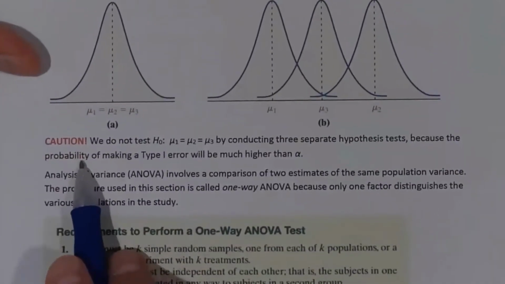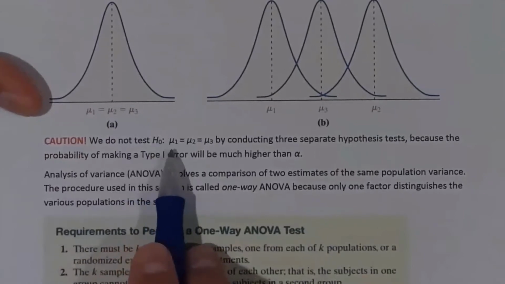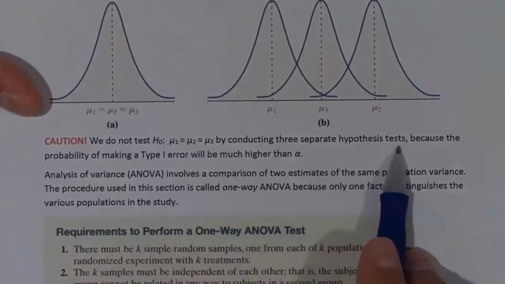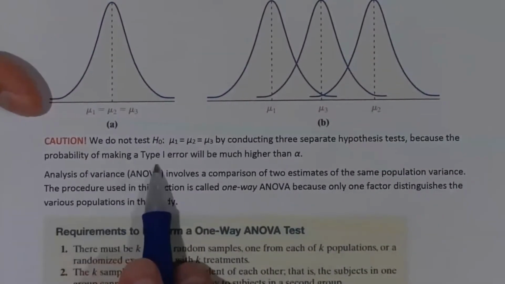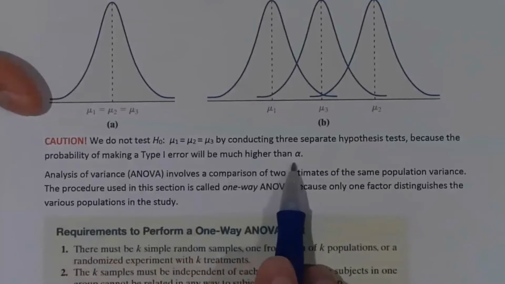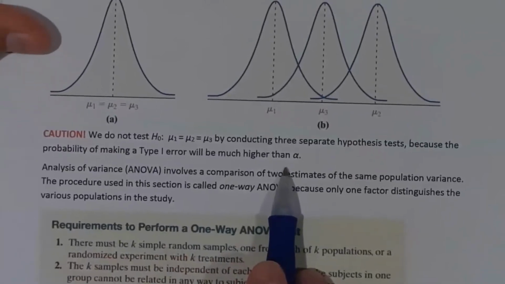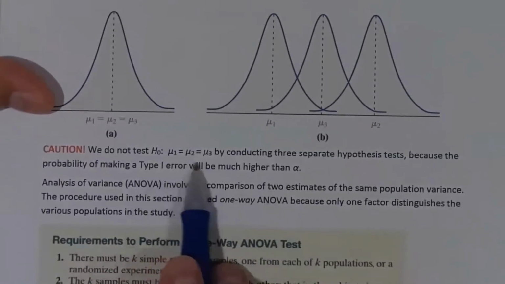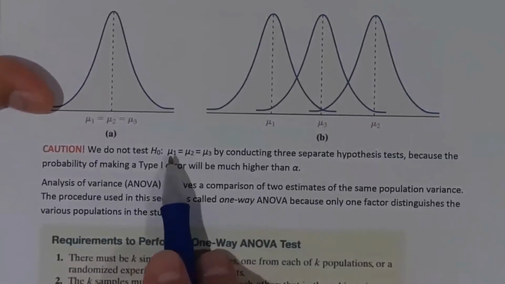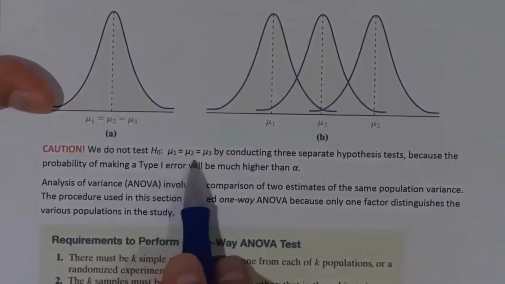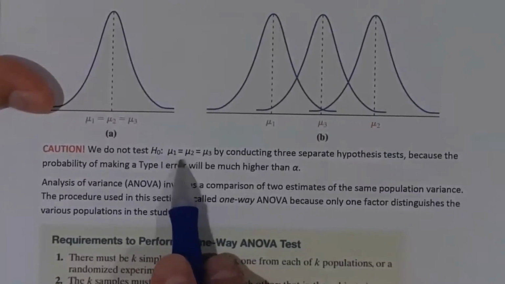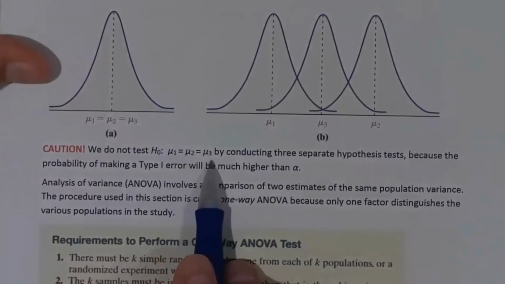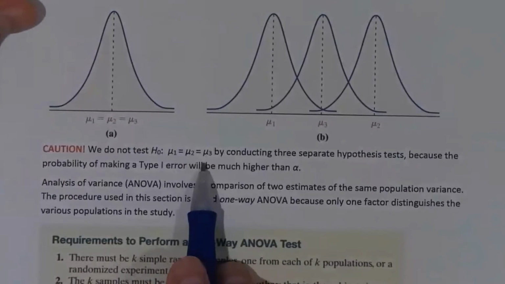Now caution, we do not test the null hypothesis mu1 equals mu2 equals mu3 by conducting three separate hypothesis tests, because the probability of making a type 1 error will be much higher than alpha. One thought is that if I wanted to test whether these three means are equal, I could just say, well, is mu1 equal to mu2? I could test that like we did in chapter 11. Is mu1 equal to mu3? I could test that like we did in chapter 11. Is mu2 equal to mu3? I could test that like we did in chapter 11.